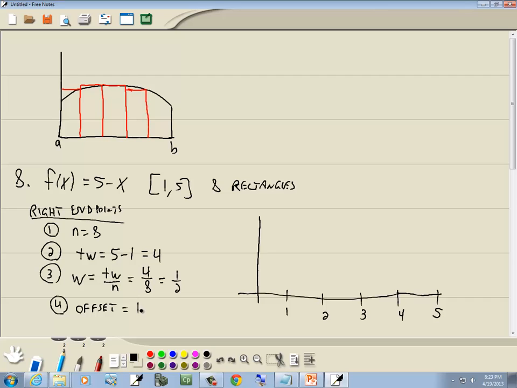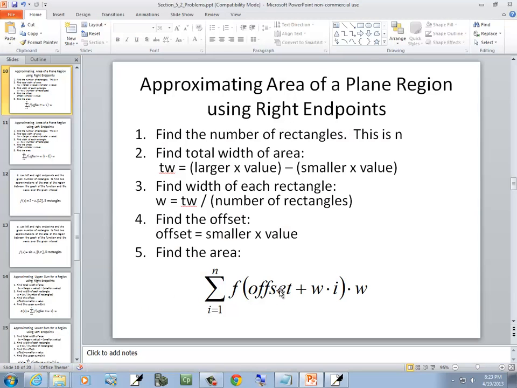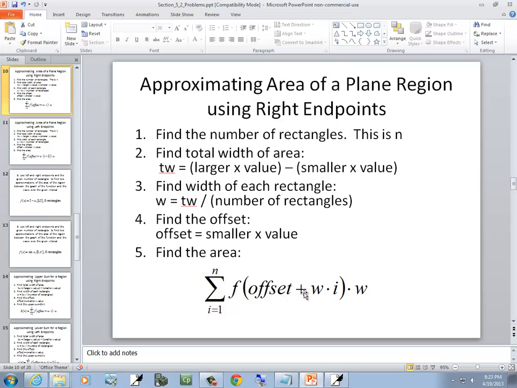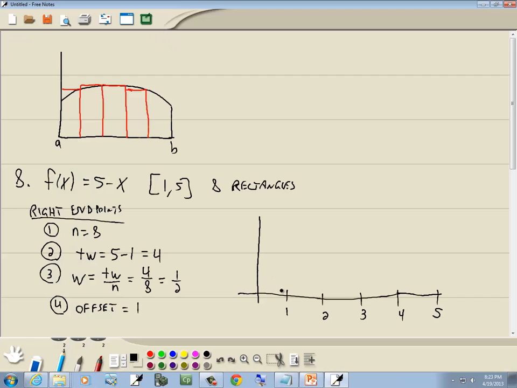Well, we got 1 for offset. And then you see here it says find f of offset plus w times i. And i starts at 1. So we got 1 times our width, 1 times 1/2, plus our offset. So 1 times 1/2 is 1/2, plus our offset, which is 1. 1 plus 1/2 gives us 3/2. Well, 3/2 would be right here. Now, I'm not going to look at what this graph looks like. I'm just going to talk about this split up of this.